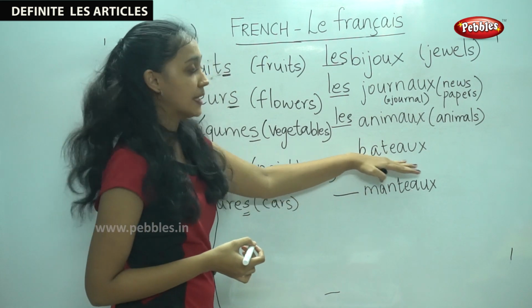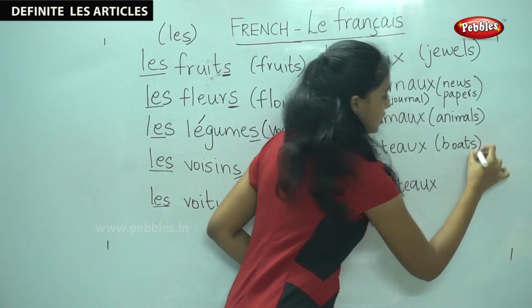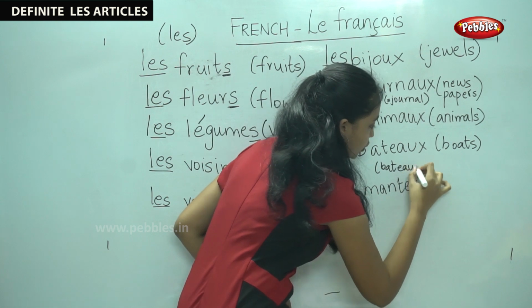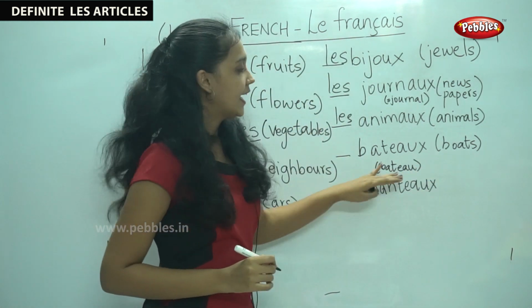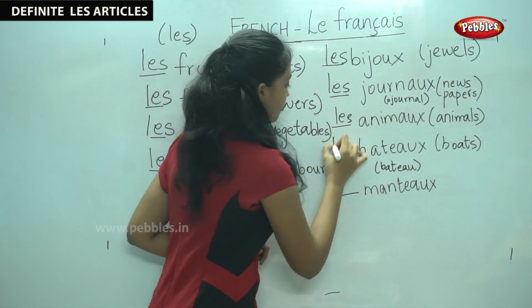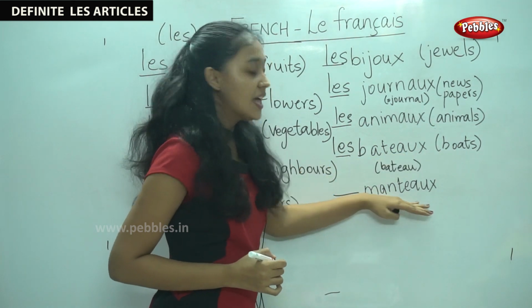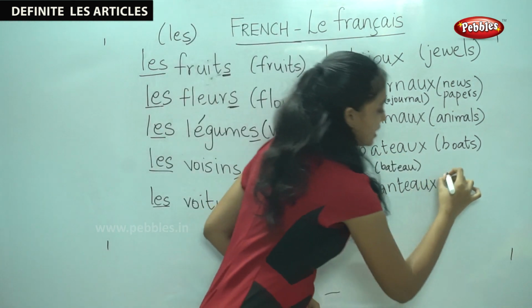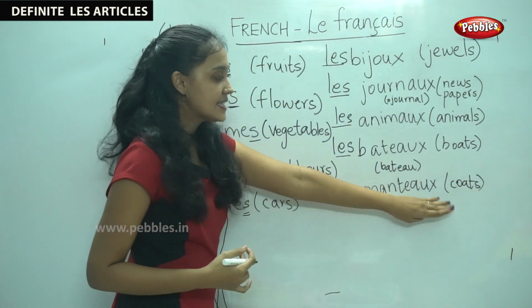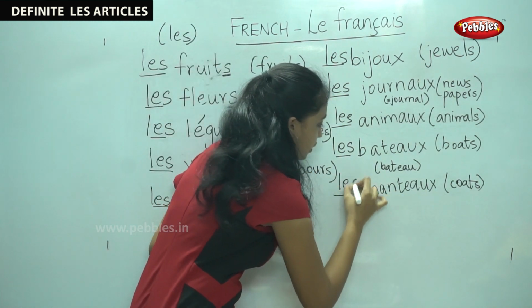The next word is bateau. Bateaux means boats. In the singular form, this would be B-A-T-E-A-U. That would be the singular form. In the plural, we add an X. So, since it is in the plural form, we use L-E-S, les bateaux. The next word is manteau, which means coat. The coat that we wear. Since this AUX indicates it is in the plural form, we say les manteaux.